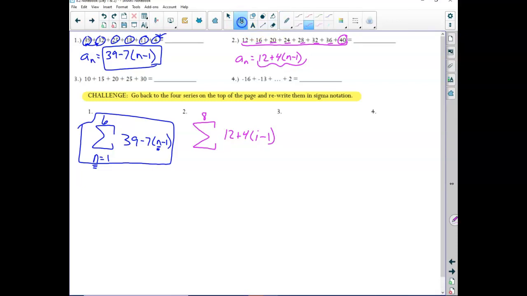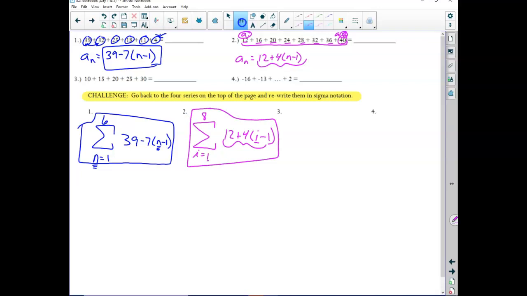And please understand, if I use i here, I have to use i here. And I'm starting at a sub 1, and I'm ending at a sub 8. That's why the 1 goes here. The 8 goes here. My rule goes here. That is sigma notation for number 2.